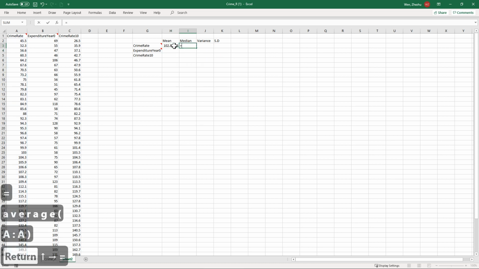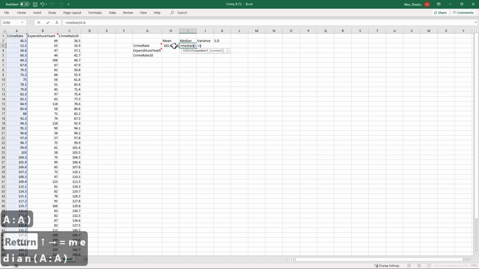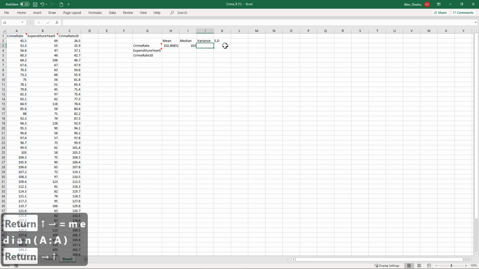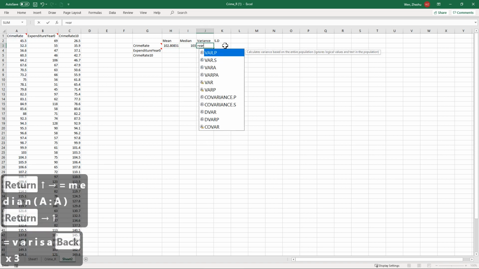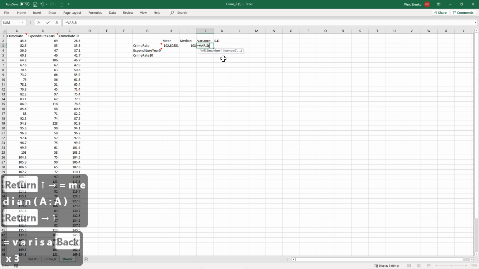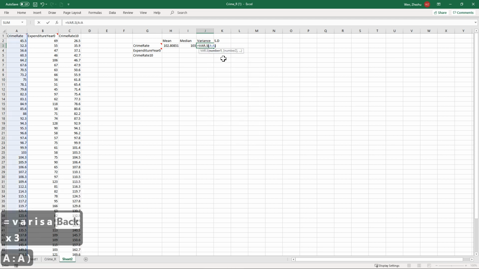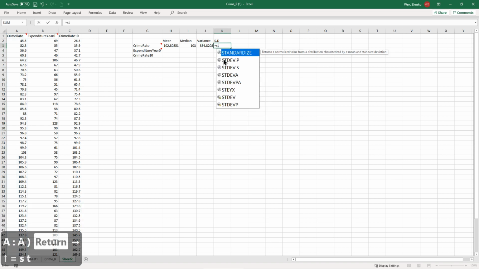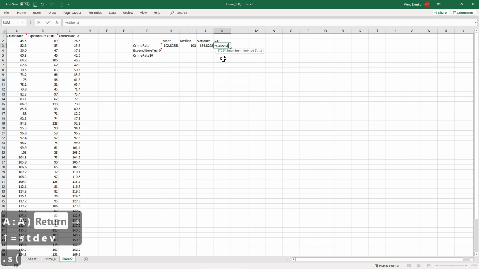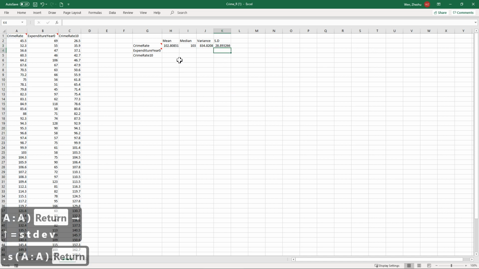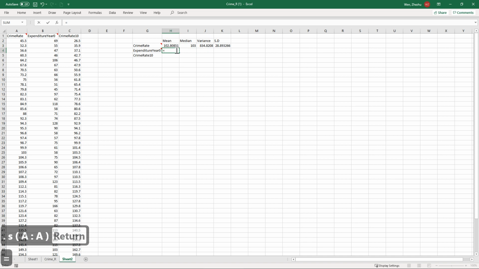And median is median of the same range. For the variance, make sure you pick VAR.S because this is sample data. And the standard deviation is STDEV.S. Okay, so I think you need to complete them one by one because we can't really drag and fill, which is usually more convenient, because the formula is different and the range is also different.